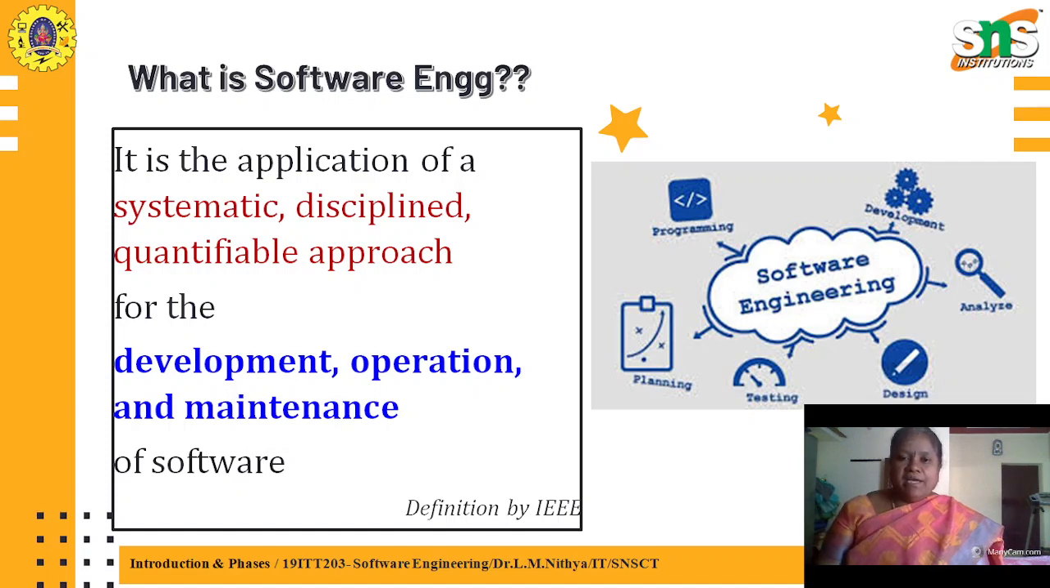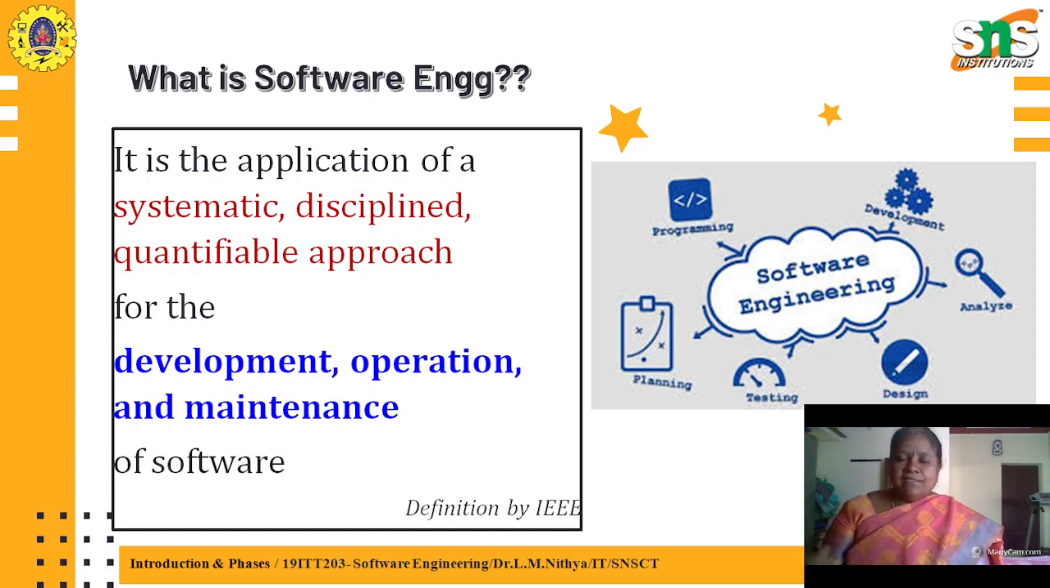Here I have categorized the definition into two parts. One is how we have to do it. That is, it should be an application of systematic methods, a disciplined approach, and a quantifiable approach. You have to make your software engineering process systematic by having clear-cut definitions of things to happen, and it should be disciplined, that is time bound, and quantifiable. All those things are needed for the development of software.